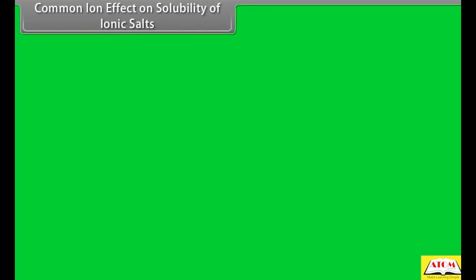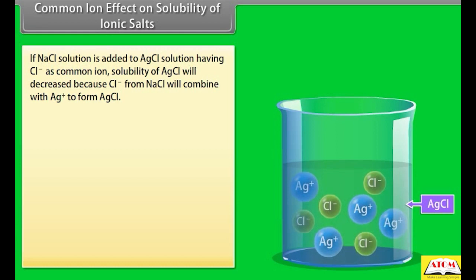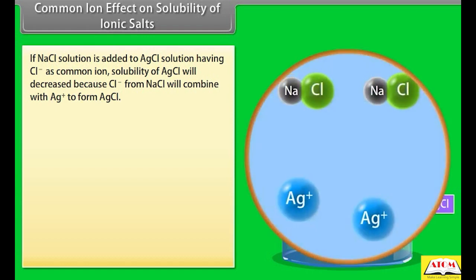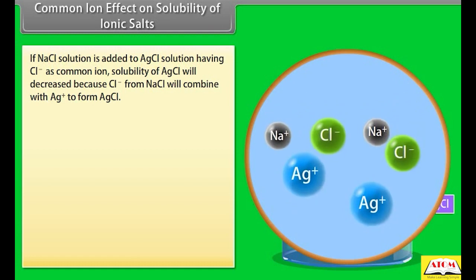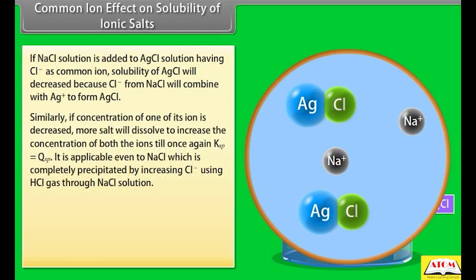Common ion effect on solubility of ionic salts. If NaCl solution is added to AgCl solution having Cl- as common ion, the solubility of AgCl will decrease because Cl- from NaCl will combine with Ag+ to form AgCl. Similarly, if the concentration of one of its ions is decreased, more salt will dissolve to increase the concentration of both the ions till once again Ksp = Qsp.